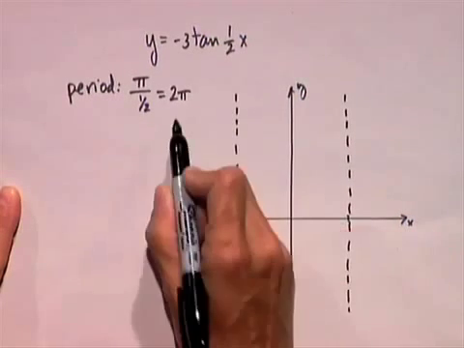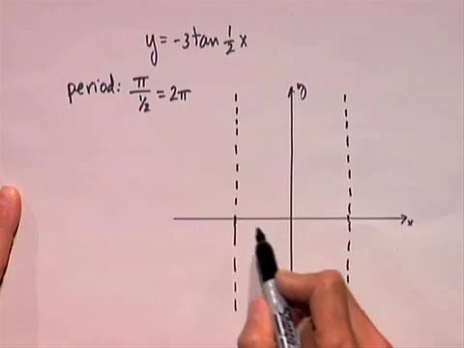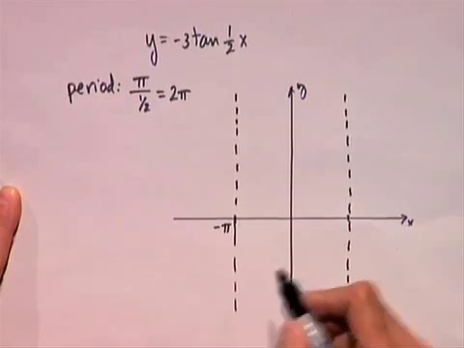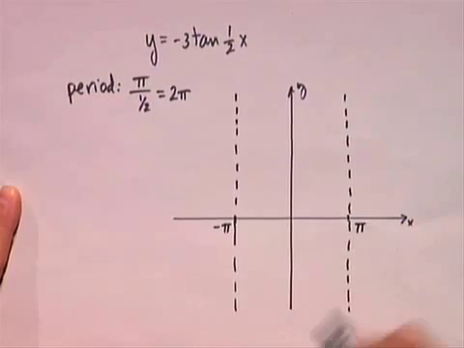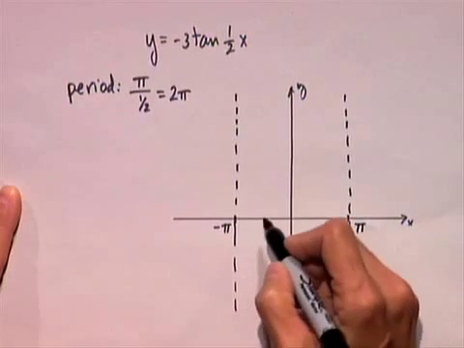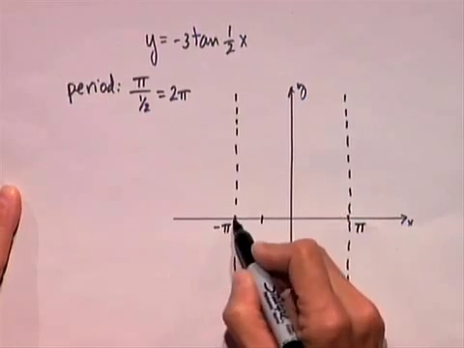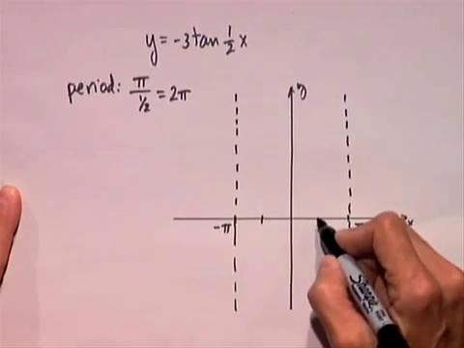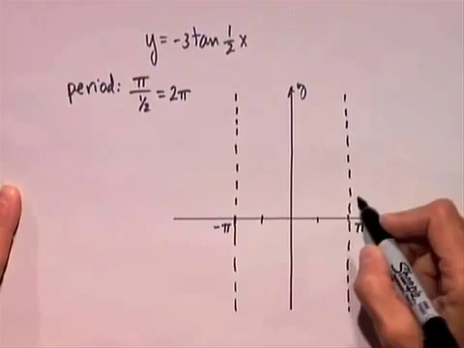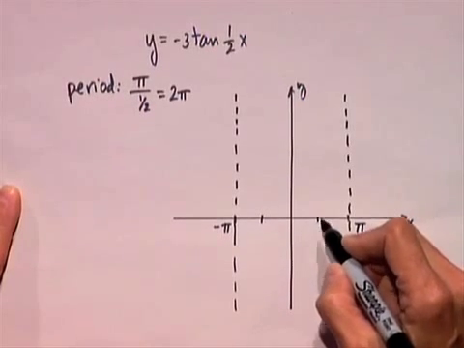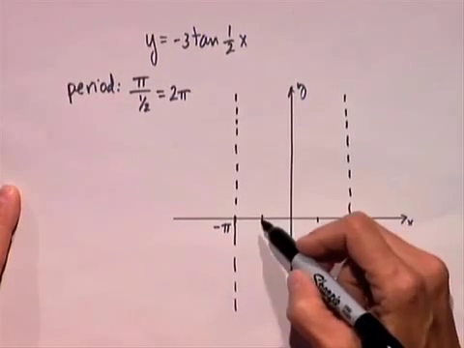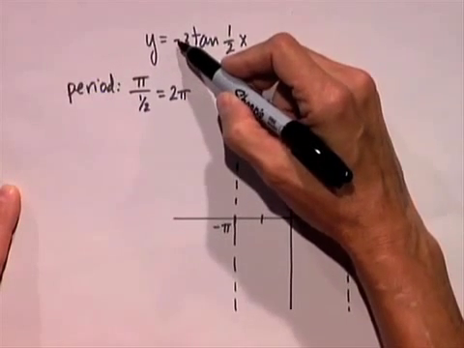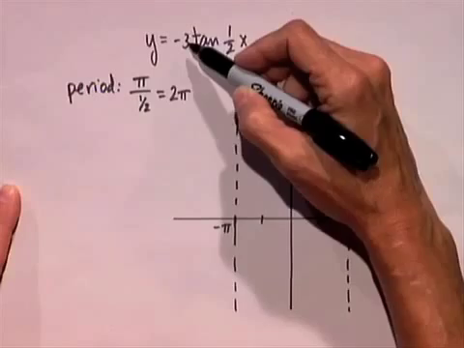That pair of asymptotes are 2 pi units apart. So each half is pi units, which means the one on the left is negative pi, the one on the right is positive pi. Now halfway from 0 to negative pi is going to be negative pi over 2, and halfway between 0 and pi is positive pi over 2. I'll label those in a minute, but I want to use those to plot some points, keeping in mind that this is negative and 3.